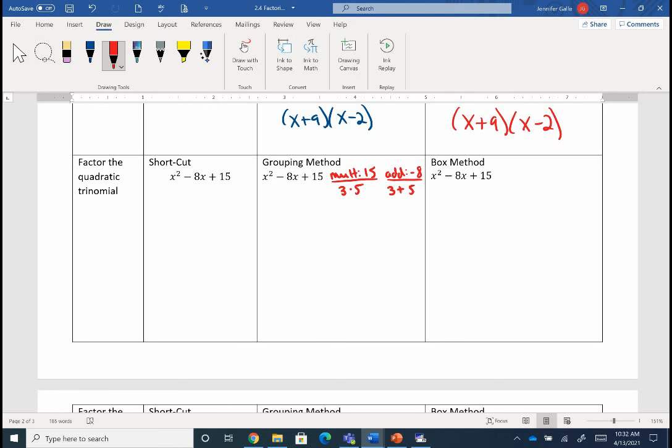So what can I change? What can I fix? I think 3 and 5 is going to do it for us, but I don't get -8. Okay, let's try making both negative. -3 times -5. Still positive 15? Okay. -3 plus -5, -8. We have a winner. We have a winner.